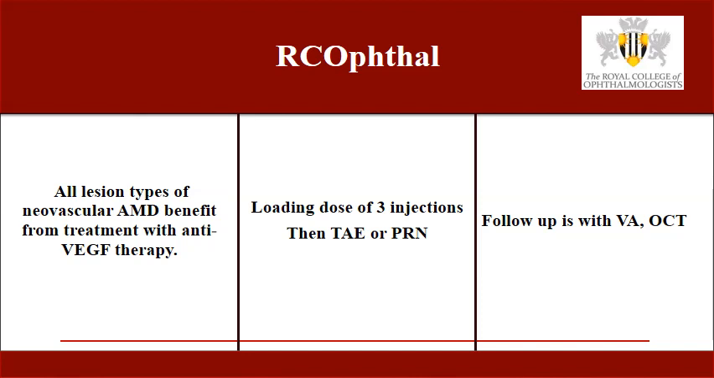What about treat and extend and pro re nata? After the initial loading dose, treat and extend means that you are going to inject not at a 4-week interval but at 6 weeks. Then monitor for disease activity. If no activity, add 2 weeks, 8 weeks. Then if no activity, add another 2 weeks, 10 weeks. At the point when there is reactivation, start your initial loading dose again, the 3 injection doses, then inject the CNV every 10 weeks, for example.